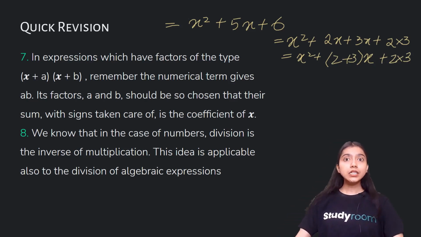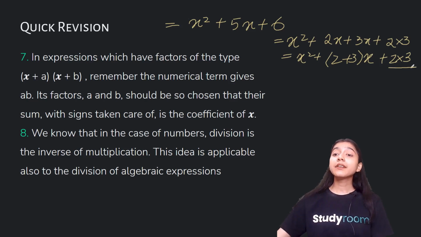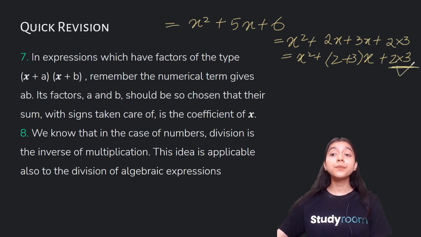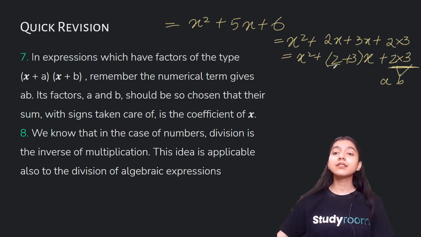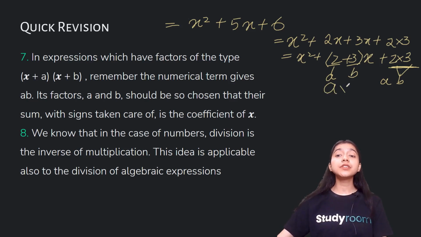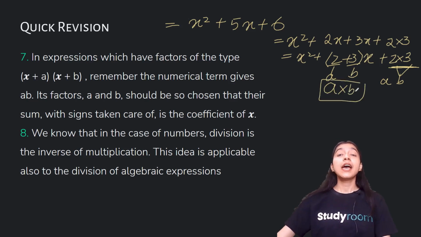So, from here the conclusion that we draw is that this numerical part is nothing but the product of a and b, isn't it? If I am taking this 2 as a and this 3 as b, the product of a multiplied with b has to do with the numerical part of the question.